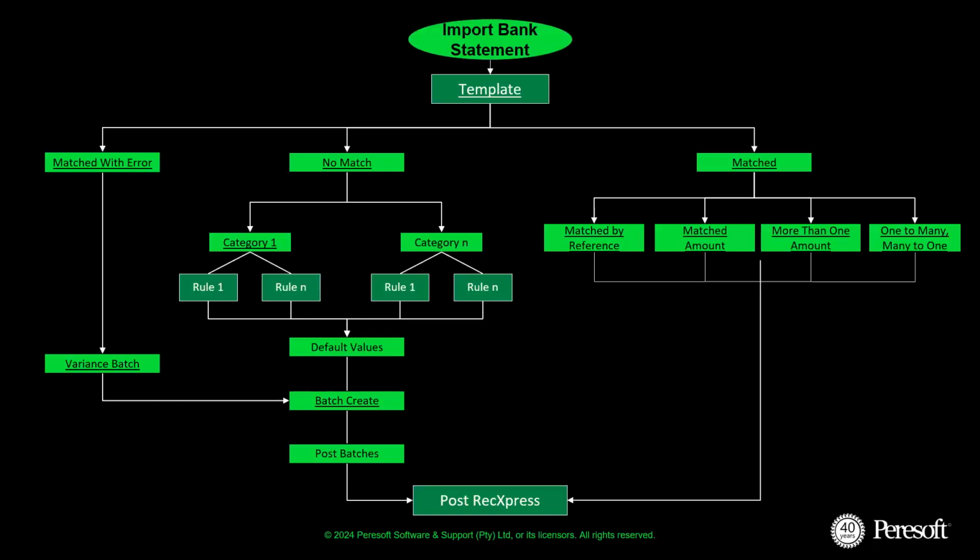So, a quick recap. No match creates the batch for you. Matched with error creates a variance batch for you, and matched just matches the entry. When you create the batch, you post the batch, and then you can post your reconciliation to bank services, and it will have done a proper recon and balance your bank. And that is the idea of RecXpress.